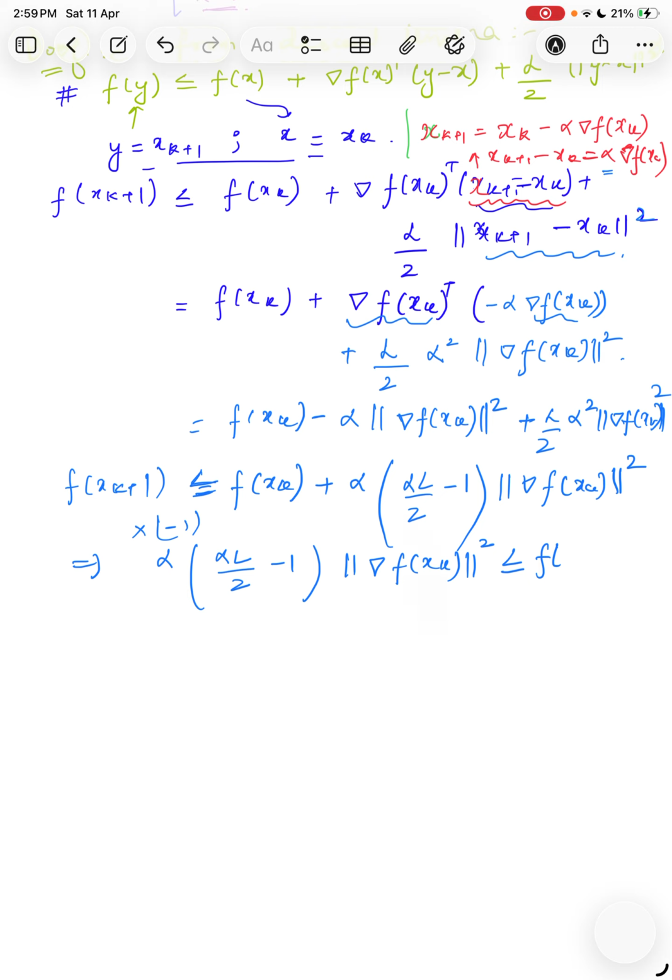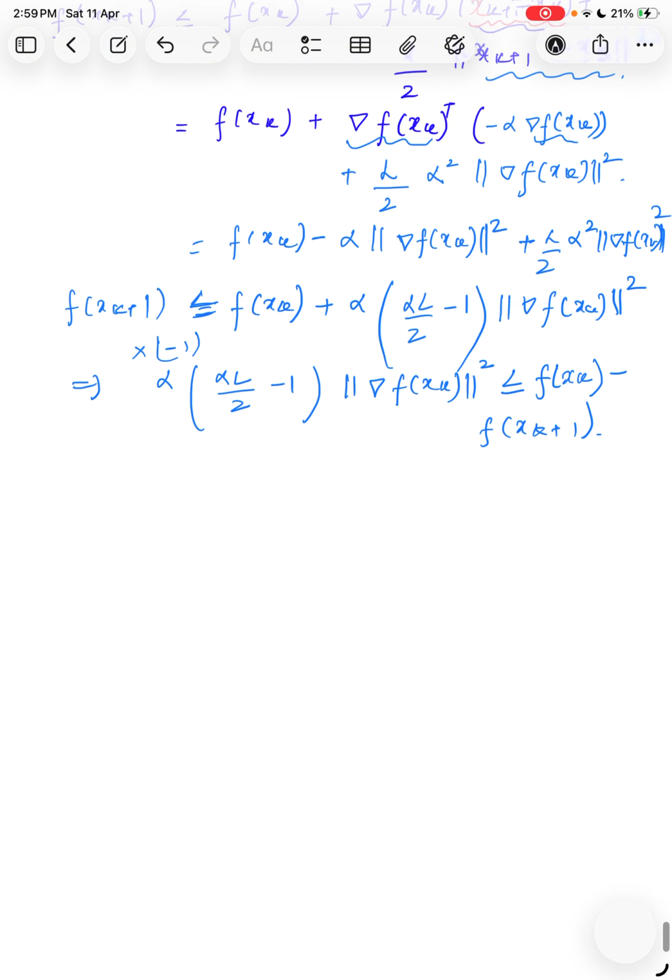So this is alpha L by 2 minus 1 times the 2 norm of del of f of xk is less or equal to f of xk minus f of xk plus 1. Now what we are going to do is something which is very important, and it's a part of basic maths, that's called as telescopic summation. So we will see what does it mean.